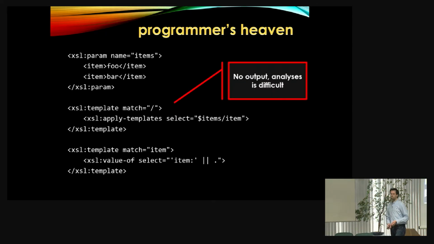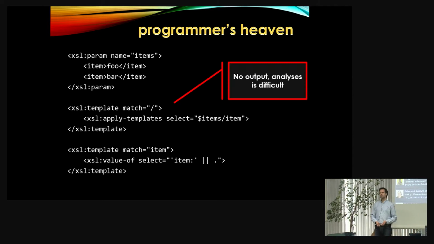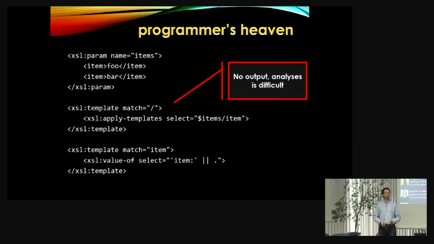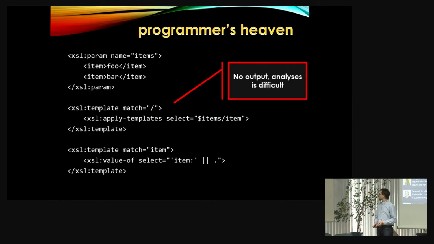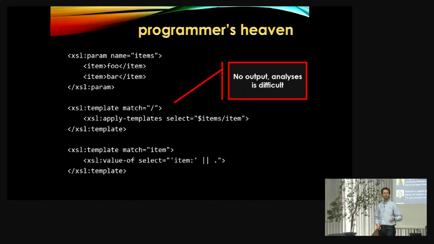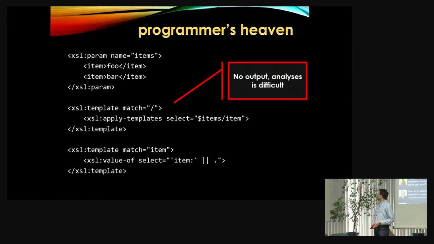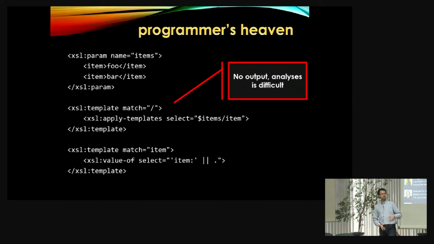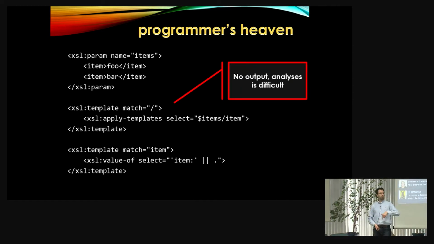Here's another example. Another question. What could go wrong here? Looks pretty cool, right? I mean, we have a param named items. We match against some root. Then we apply the templates against the item of the param $items.